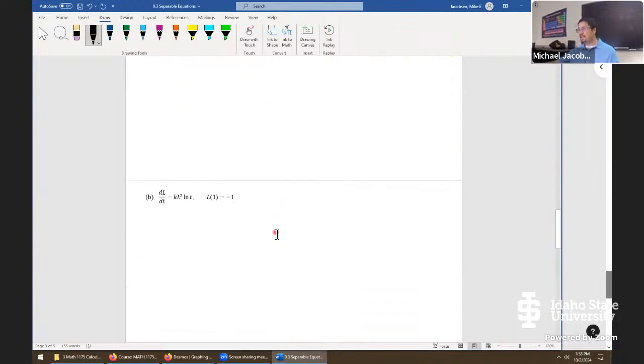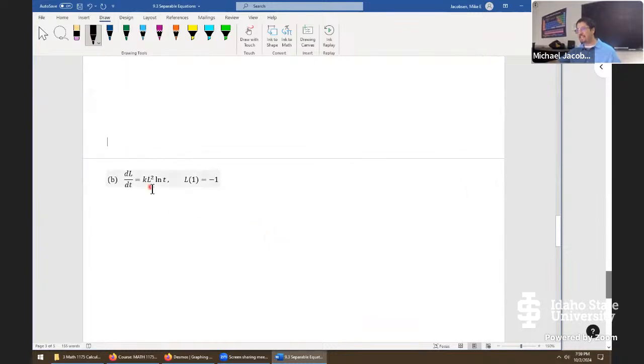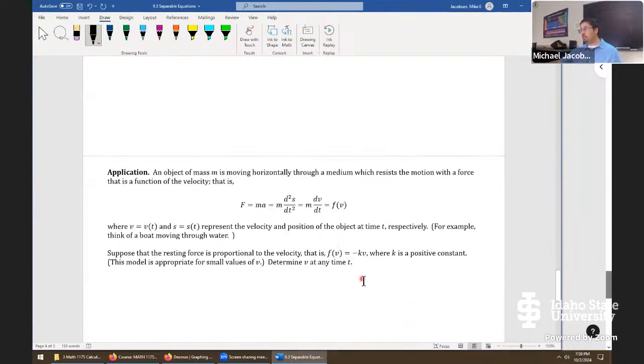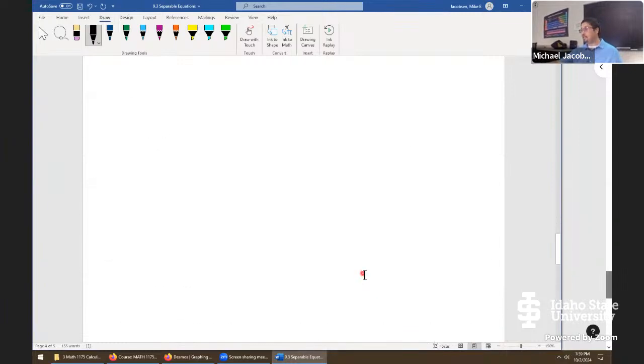This one looks kind of nasty. And again, the purpose of this kind of stuff when you see arbitrary variables and constants here is mainly it's trying to help us get warmed up for dealing with an applied problem. Our applied problem is this one down here on the notes.